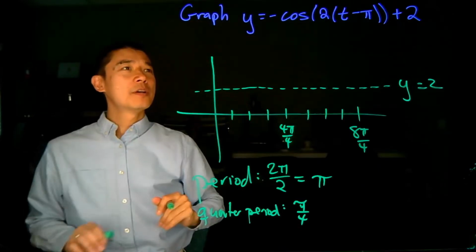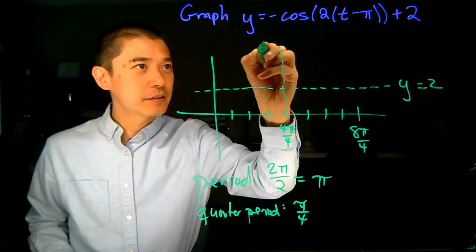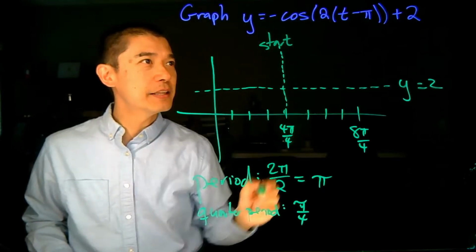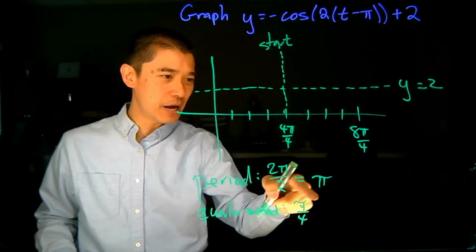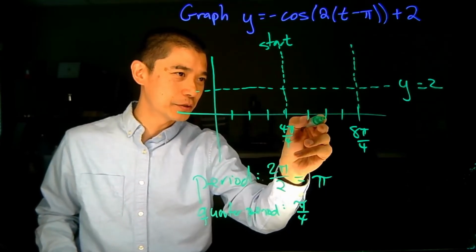Okay. So I know I'm going to be starting here. So here's going to be the start of my period. And then the end of my period is going to be pi later, which is going to be right here, 4 of those quarter periods later. 1, 2, 3, 4.